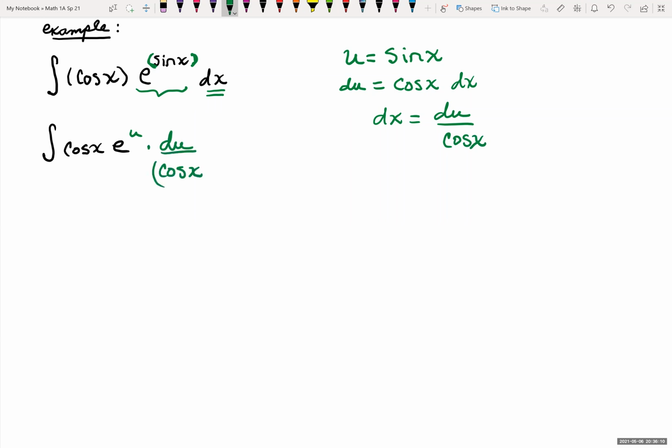And so notice that now we can simplify by canceling out our cosine of x that's in the numerator and denominator, and we're just left with an integral of e to the u du. And so what do we take the derivative of to get back e to the u? Well, we take the derivative of e to the u to get back e to the u. So the antiderivative of that is e to the u plus c. We're almost done. We just need to go back and replace what u was, which is sine x. And so our answer is going to be e to the sine x plus c.